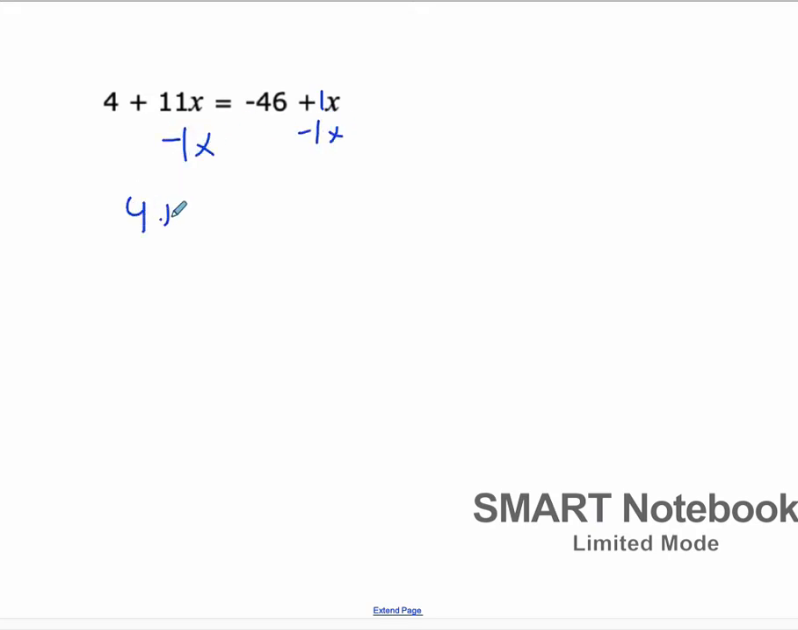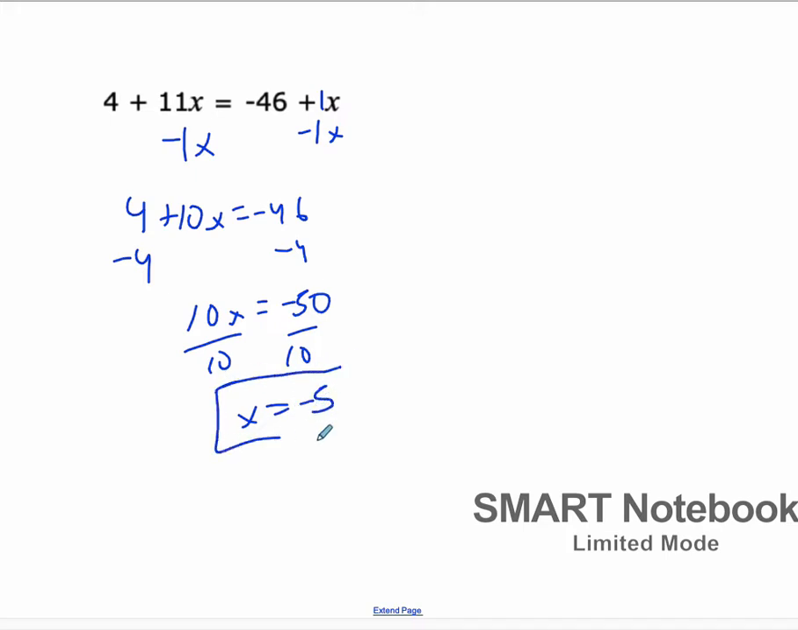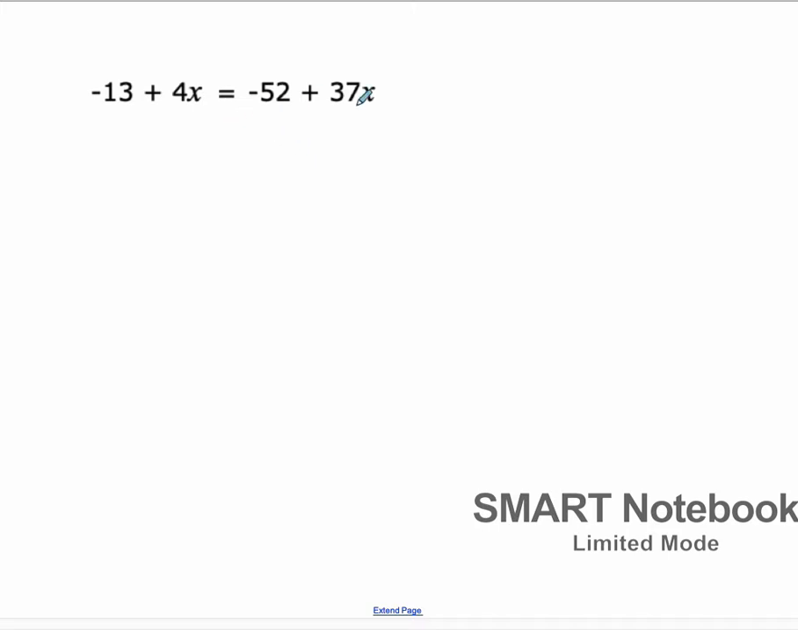We have 4 plus 10x equals negative 46. Then we subtract 4 from both sides, and we have 10x equals negative 50. Then we have to divide by 10. We get x equals negative 5. Okay, in the next example, 4x over here is the smaller one. So we're going to subtract 4x from both sides.